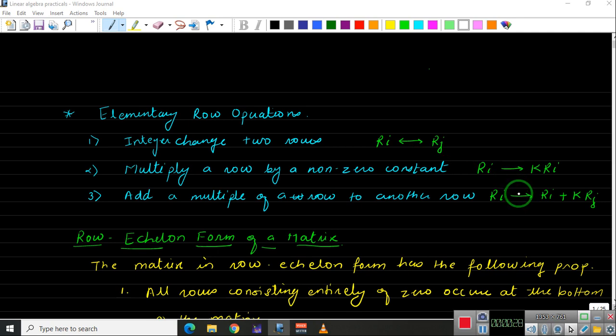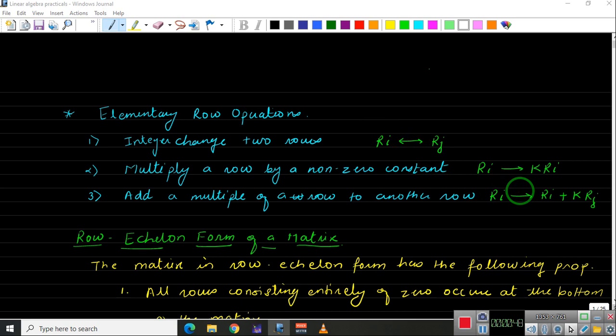So when you go for any other text, please see what notation they are using. They may write rk plus kj changes this results to ri, something like that. So whenever you refer to any text, please see what notation the author is following.